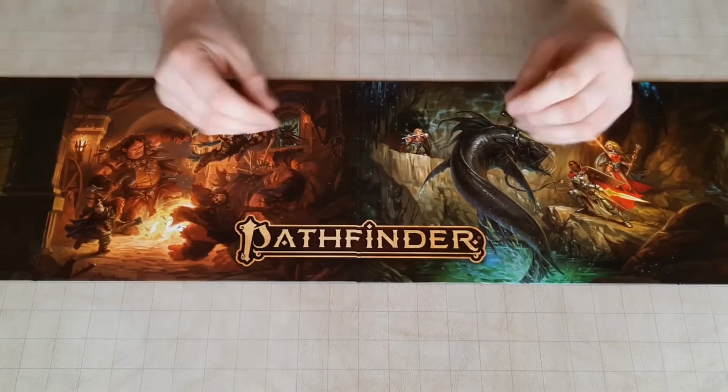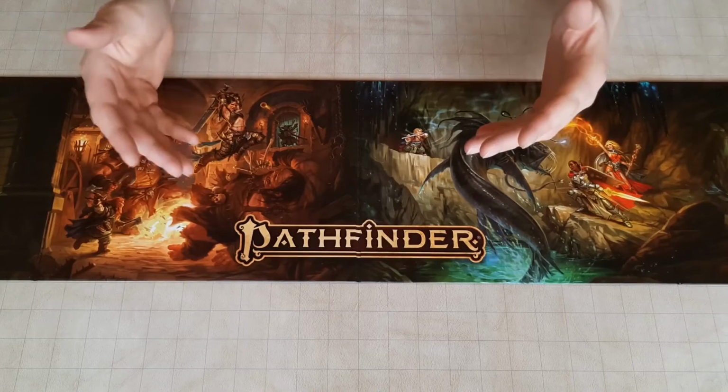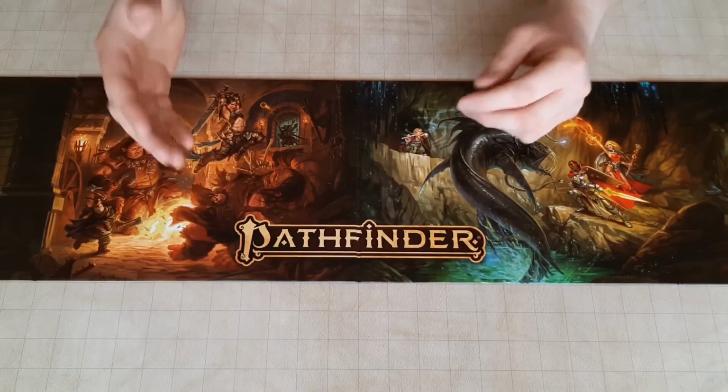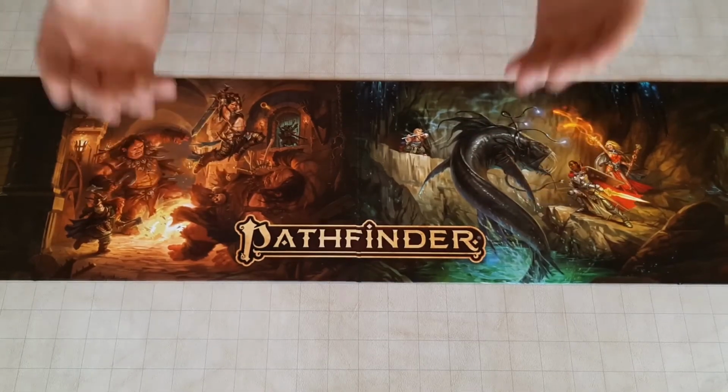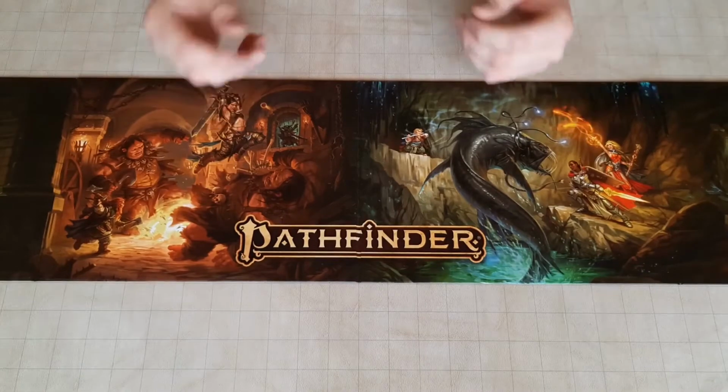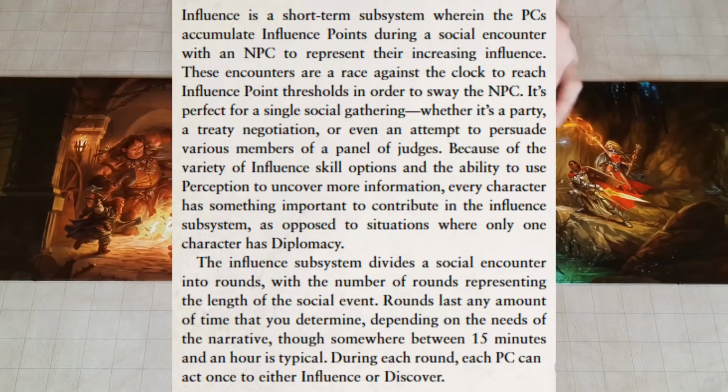I am the Goat King, and last week I promised a deep dive into the social subsystems from the Gamemastery guide for Pathfinder 2nd edition. First, we have influence. The influence subsystem creates conversations where there is a race against time to gather enough influence with the NPC to convince them to help you.